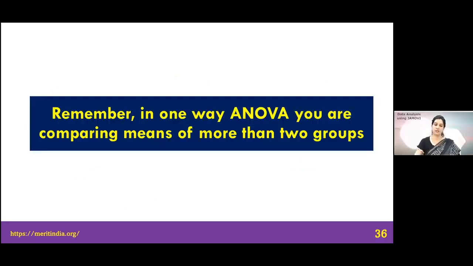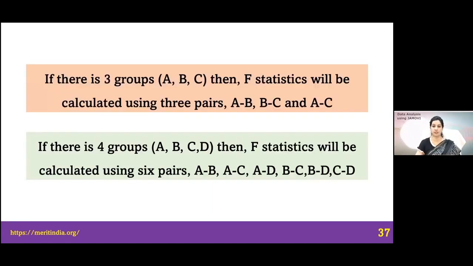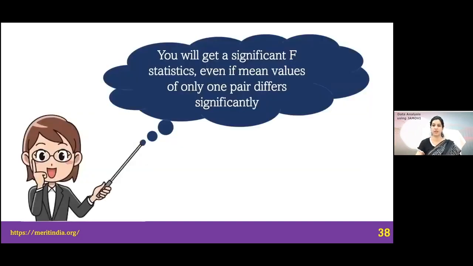So in one-way ANOVA, we are comparing the means of more than 2 groups. That's why the concept of post hoc is there. So if there are 3 groups, then F statistics will be calculated using 3 pairs. So we compare like AB, BC, and AC. And if there are 4 groups, we compare the F statistics using 6 pairs. So you will get a significant F statistic even if the mean values of only one pair differ significantly. It is not necessary that all post hoc will be significant. Even if there is one pair which is significant, you may get a significant F value.